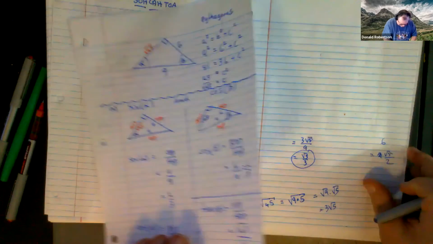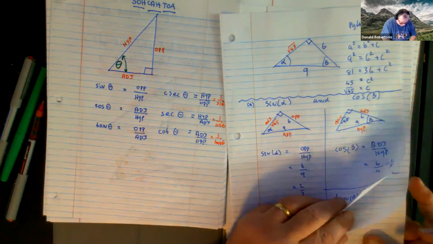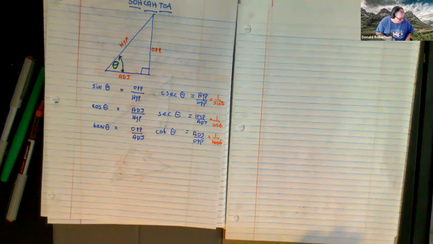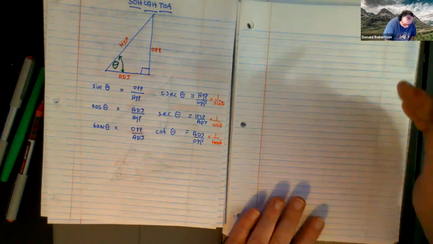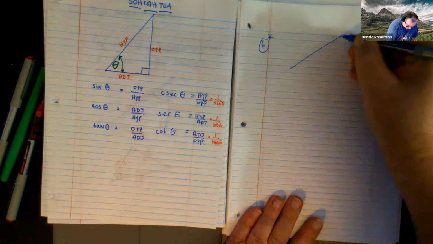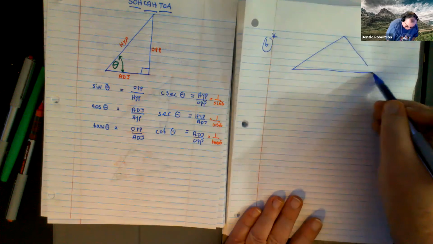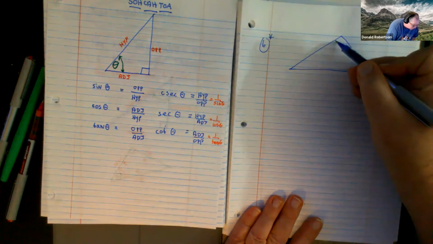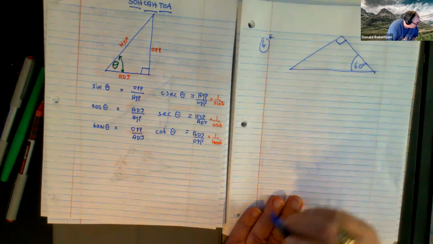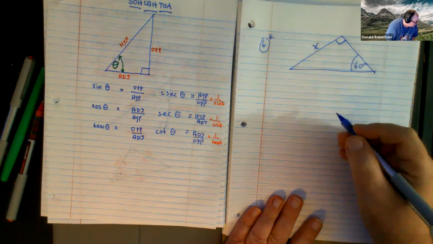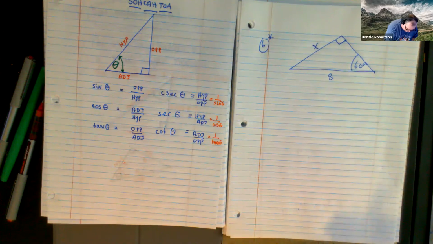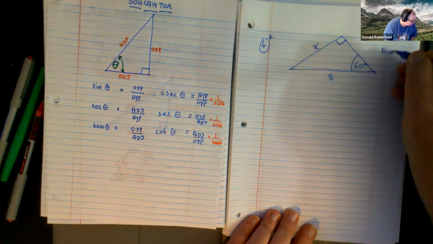Okay, so what is the next thing we're going to deal with? Well, we are going to use these guys to help us find missing sides and then later on missing angles. So the one I'm going to start off with is version equation 6. There's the right angle. Here is 60 degrees. This guy is called X. And this guy is 8. And the question is, find what X is, right?